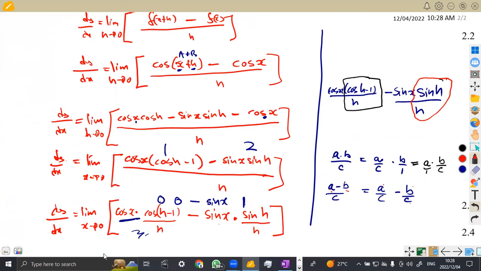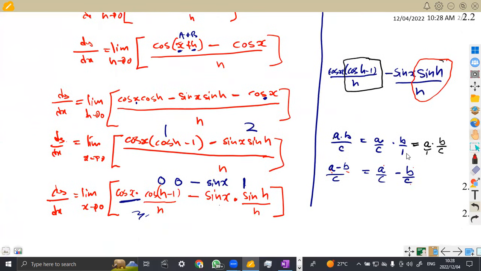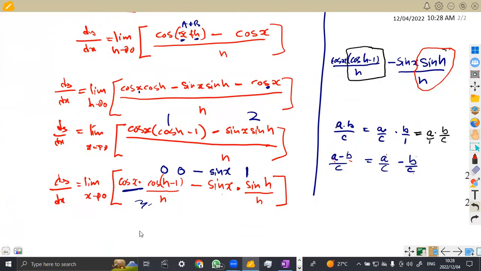All right, so that is what we're going to have if we have applied the limits, as h is approaching zero, because these are the limits that we have here. So I've got dy/dx, which is going to be the answer now. That's zero minus sine x, and zero minus sine x is negative sine x. So that is the derivative, of course.